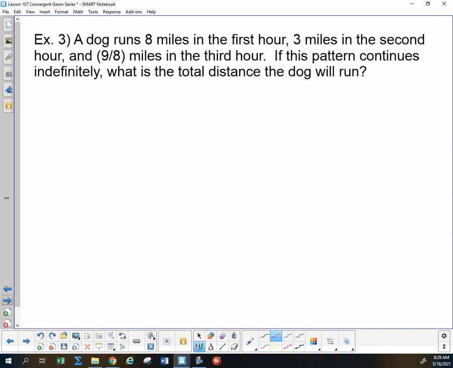Okay, one more that we'll do together, and then a couple I'm going to have you guys try just for the practice. So we've got a dog that never, ever, ever gets tired and never wants to take a break and runs forever and ever without stopping to sleep. 8 miles the first hour, 3 miles the second hour, 9/8 miles the third hour, forever and ever and ever. And they want us to get a total. We can only do it if it is a convergent geometric series.